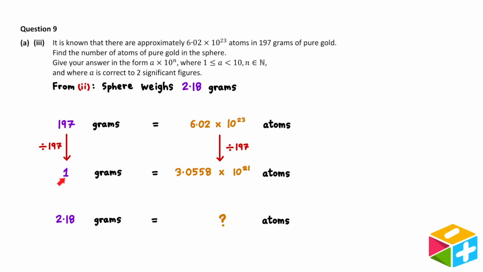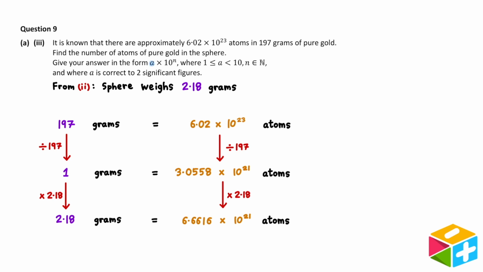Now, to get from 1 gram to the target of 2.18 grams, all we have to do is multiply by 2.18. The number of atoms will scale in the same way, so this should also be multiplied by 2.18. When we perform this calculation, we'll get 6.6616 times 10 to the power of 21.